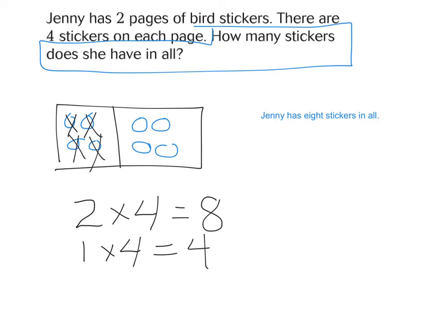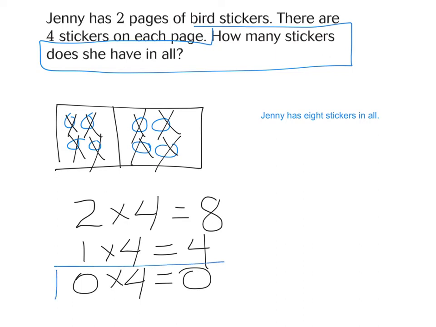Now finally, let's suppose that she uses the rest of the stickers. So now these stickers are gone. How would the multiplication equation change? Well, now she has 0 pages of the 4 stickers left. So how many stickers does she have? 0. In other words, she has 0 groups of 4 or 0 pages of 4 stickers. So Jenny has 0 stickers left.